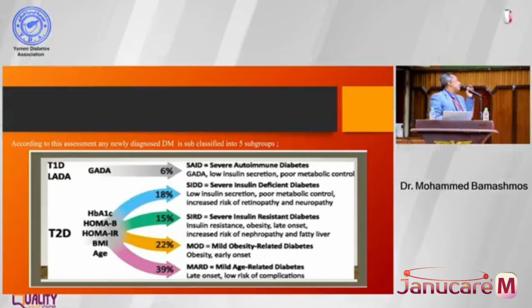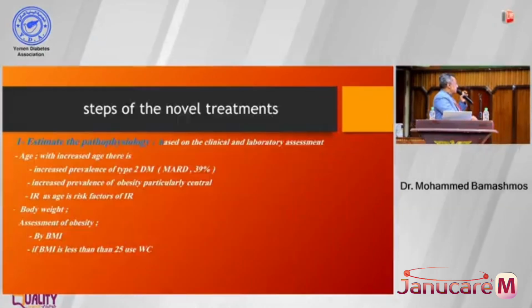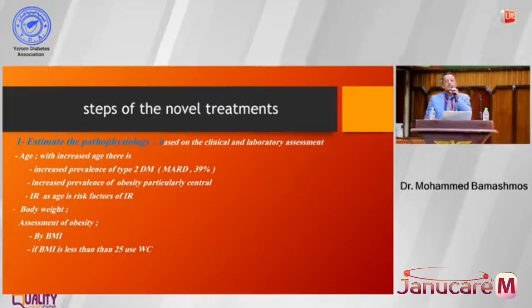The third type is called mild obesity-related diabetes, which accounts for 22%, and the last one is mild age-related diabetes, and this is the common type, which accounts for about 39%.